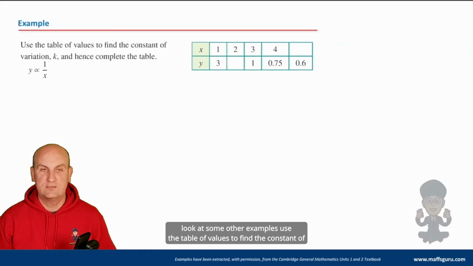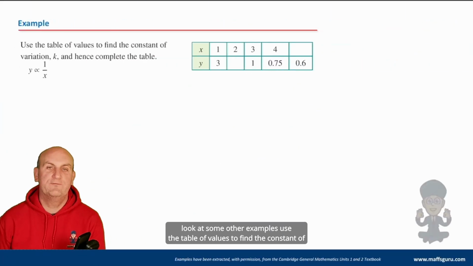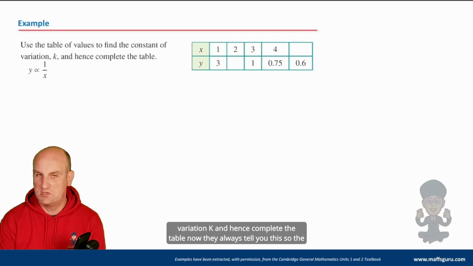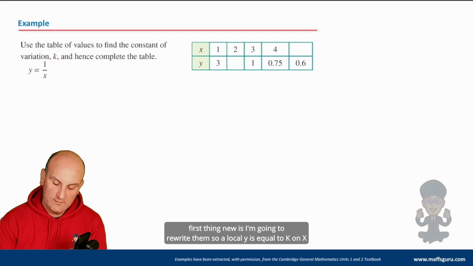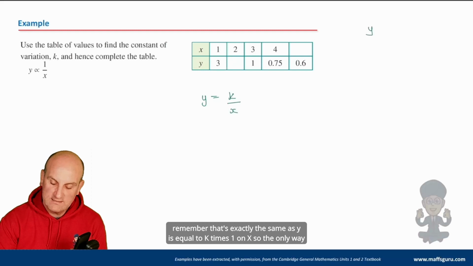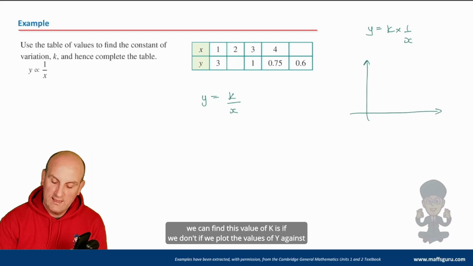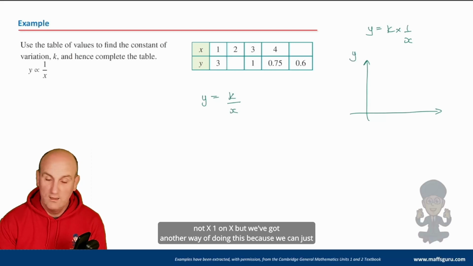Happy with that? Right, let's look at some other examples. Use the table of values to find the constant of variation k and hence complete the table. Now, they always tell you this. So the first thing I'm going to do is I'm going to rewrite. I'm going to say, well, okay, y is equal to k on x. So remember, that's exactly the same as y is equal to k times 1 on x. So the only way we can find this value of k is if we plot the values of y against, not x, 1 on x.